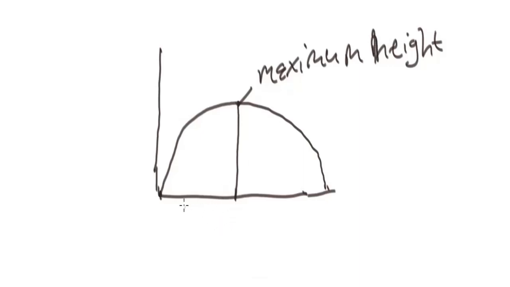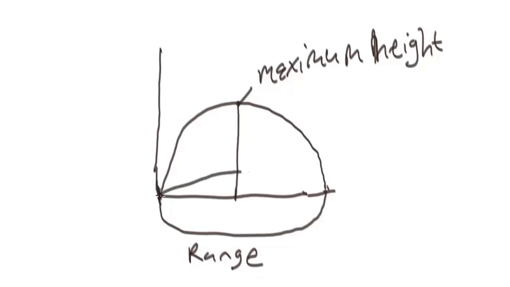Alright, whereas from the point where the missile got projected till the place it fell, the horizontal distance is known as the range. Whereas the time it took the missile to move from this place to this place is known as the time of flight.